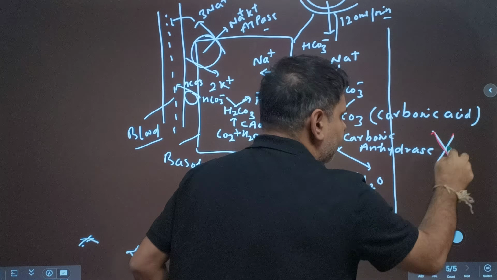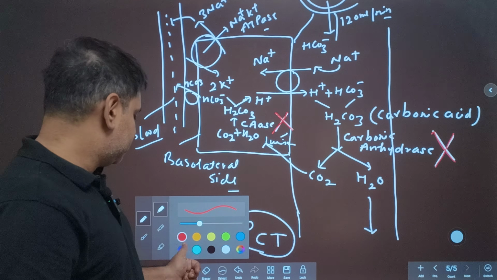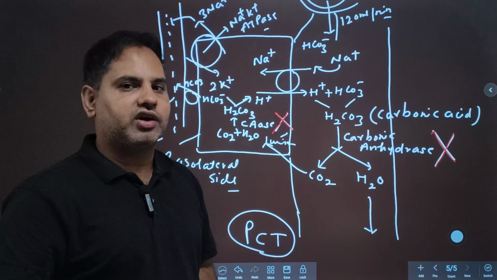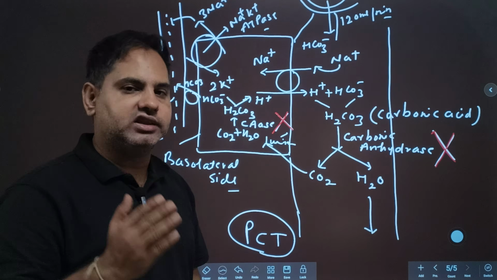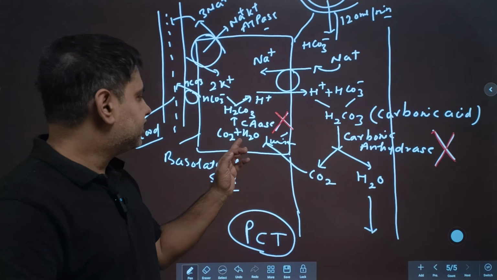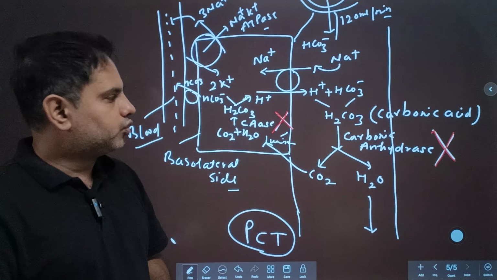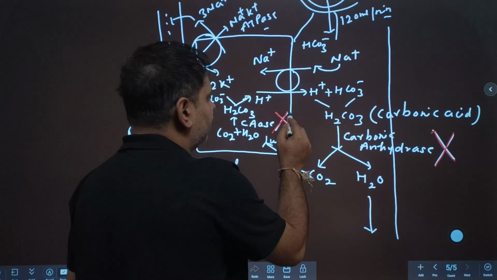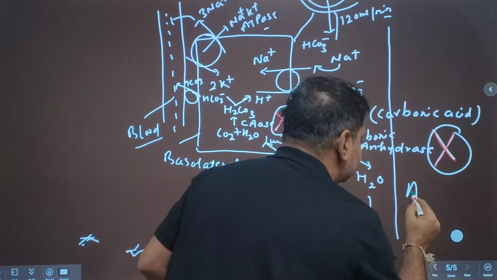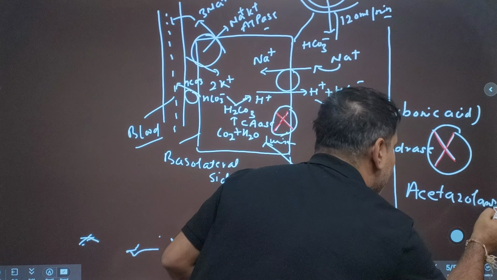Here it is going to block. What is it going to block? These drugs are going to block your carbonic anhydrase. And what is carbonic anhydrase? Carbonic anhydrase is an enzyme which converts carbonic acid into water and carbon dioxide, and also combines carbon dioxide and water to form carbonic acid. So the drugs acting on the proximal convoluted tubule, the carbonic anhydrase inhibitors, the well-known drug is acetazolamide.